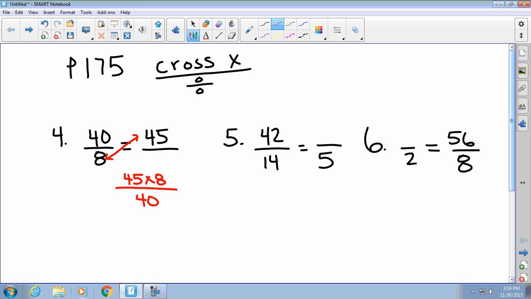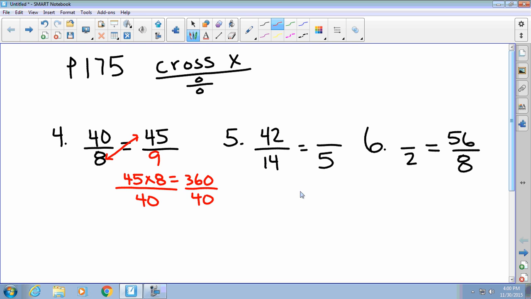Okay, and again, you can use calculators on this. So if we do 45 times 8, 45 times 8 equals 360. We then need to take 360 and divide by 40. 360 divided by 40 is 9. Now we just want to double check and make sure it makes sense. 40 over 8 is equal to 45 over 9. So yes, that does make sense.